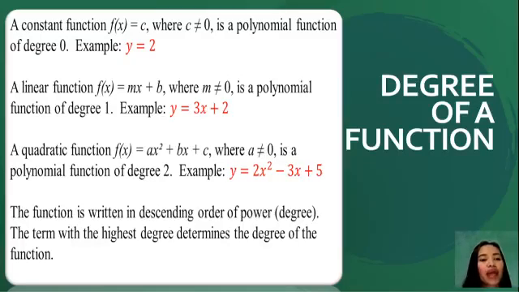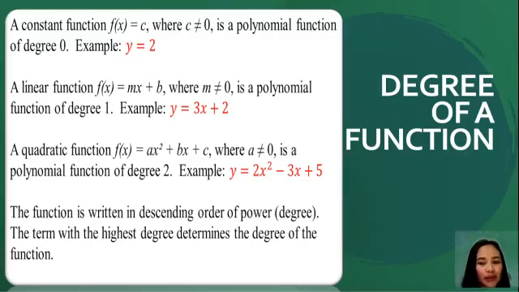The third one, we have the quadratic function wherein we have f of x equals ax squared plus bx plus c, wherein a is not equal to 0. So this is a polynomial function of degree 2. For example, we have y equals 2x squared minus 3x plus 5.